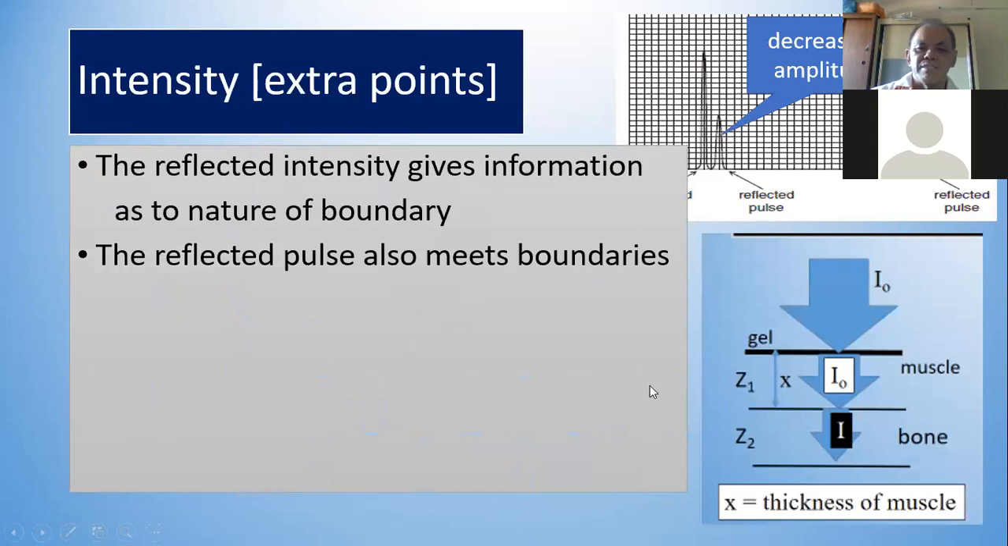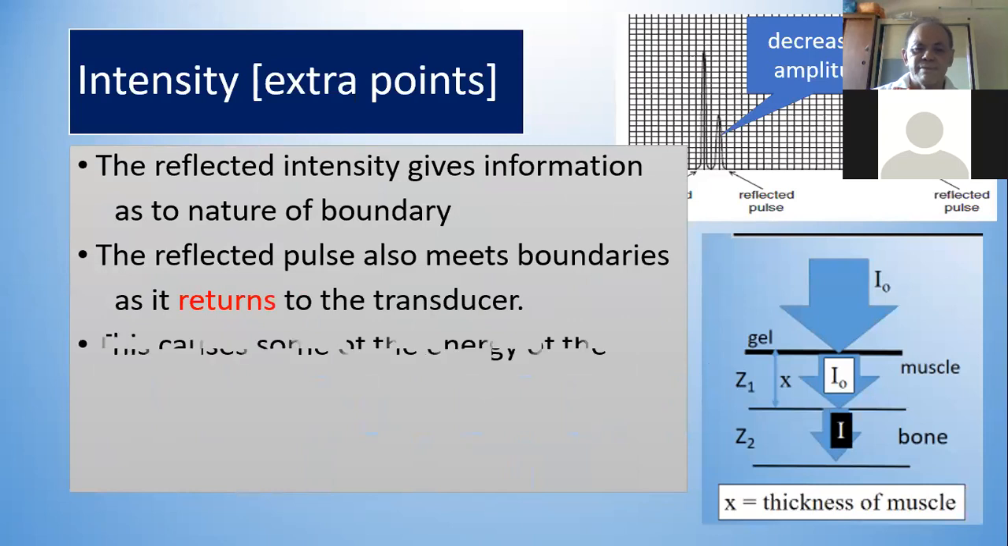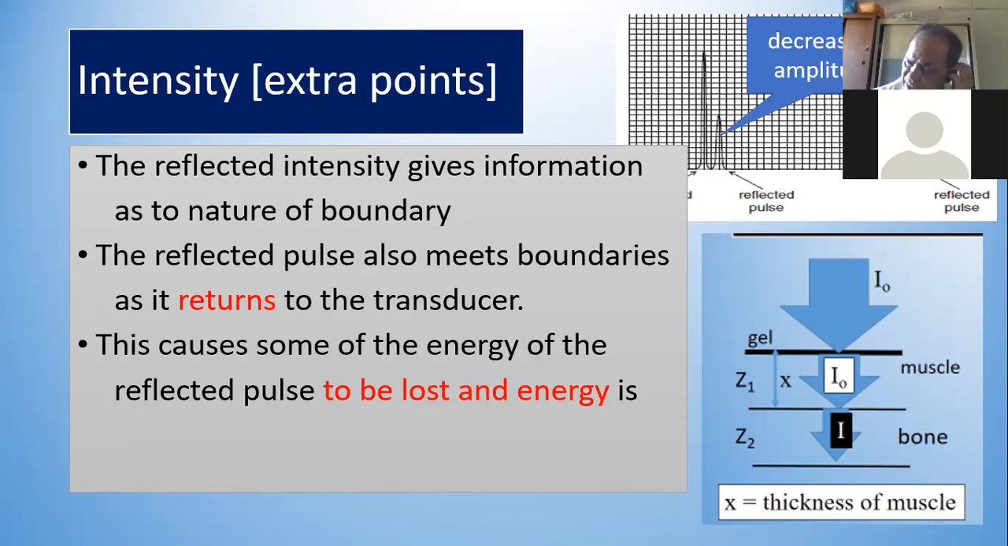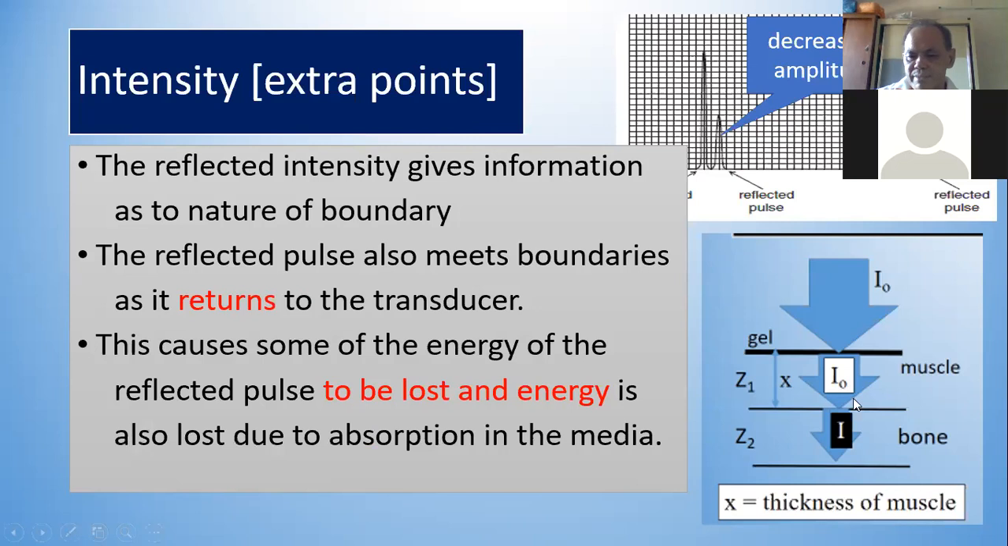The reflected pulse also meets a boundary as it returns to the transducer. This causes sound energy of the reflected pulse to be lost, and energy is also lost due to absorption. As it meets the bone-muscle boundary, it gets reflected. When it goes through, it's absorbed by the tissue, by the muscle. Then when it is reflected, returning to the surface of the skin, it is also absorbed by the muscle. That's why energy is lost and intensity becomes smaller.